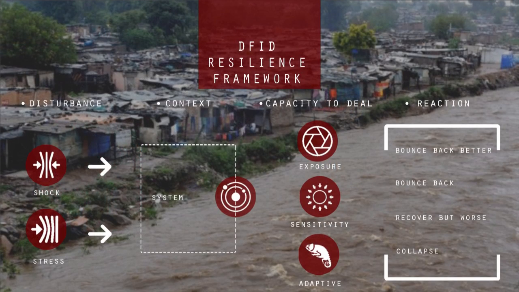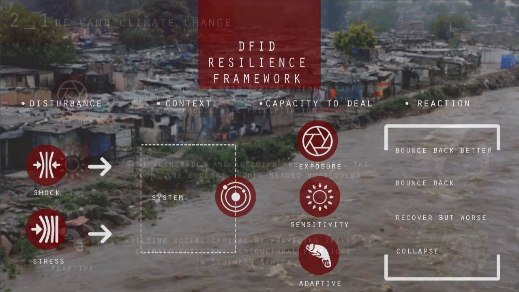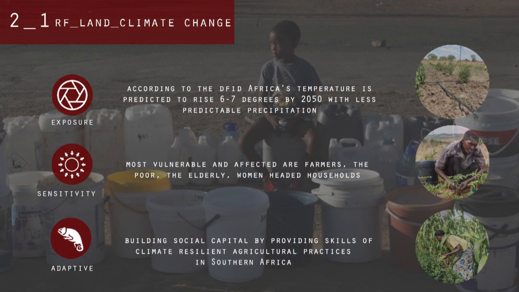The resilience framework is the ability for a particular system to shift in the face of a shock or stress. One is able to measure the appropriate response to reduce vulnerability of the system by focusing on 4 elements: context, disturbance, capacity to deal with disturbance, and the reaction to it. The shock: the sudden reality of El Niño droughts experienced in South Africa. Recent research revealed imminent exposure to climate change.